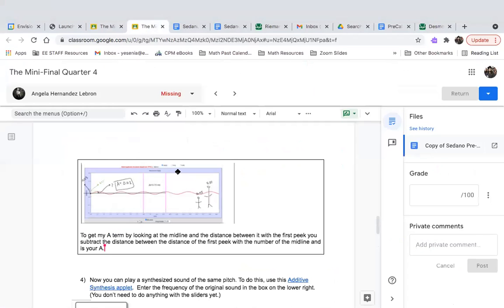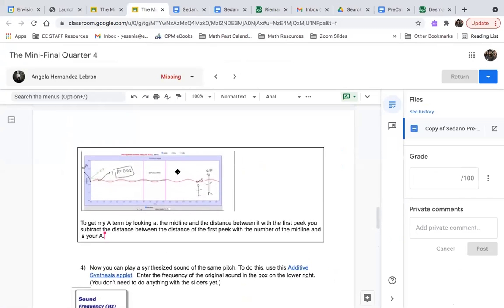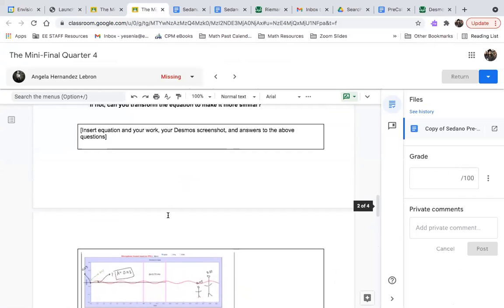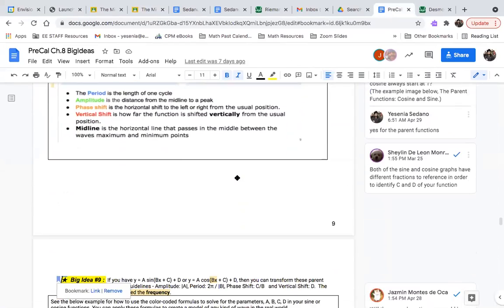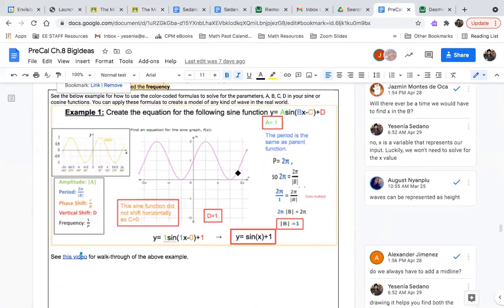Okay, so in order to find your B term, and this is a question for you, Rebecca, I'm gonna go back to our big ideas packet. We're gonna go to big idea number 9. Now, take a look here at this screenshot. So we've done this before. So we have A, in blue you have the B term. What is the formula that we need to find B? If you could point it out from this screenshot.